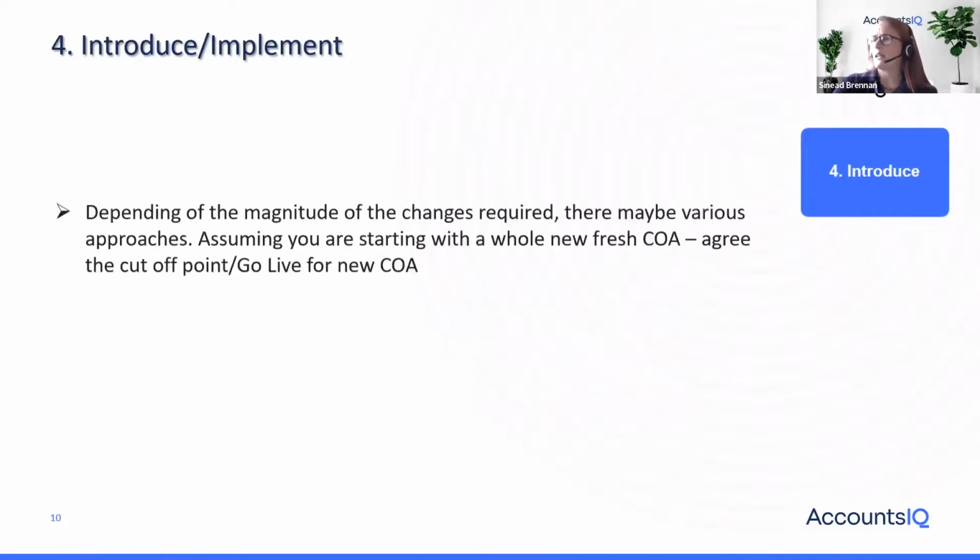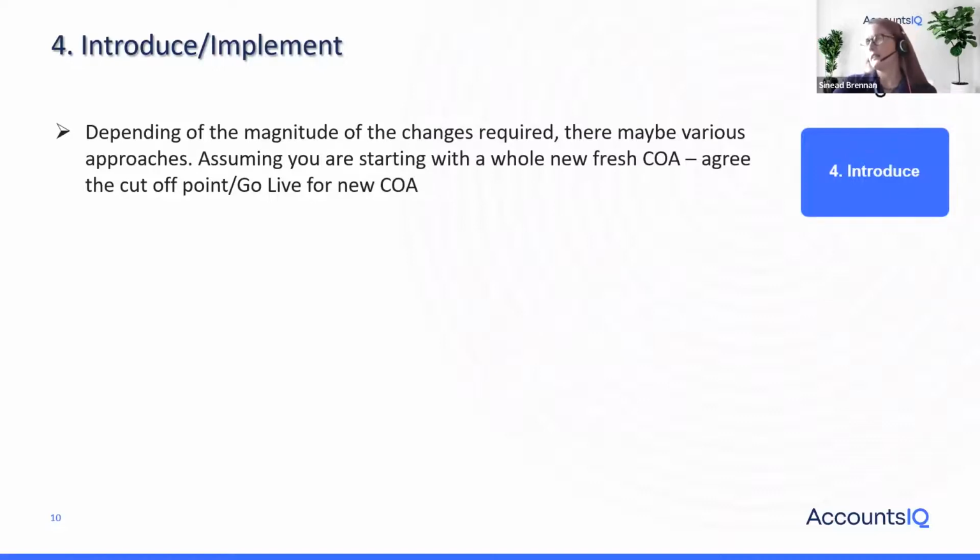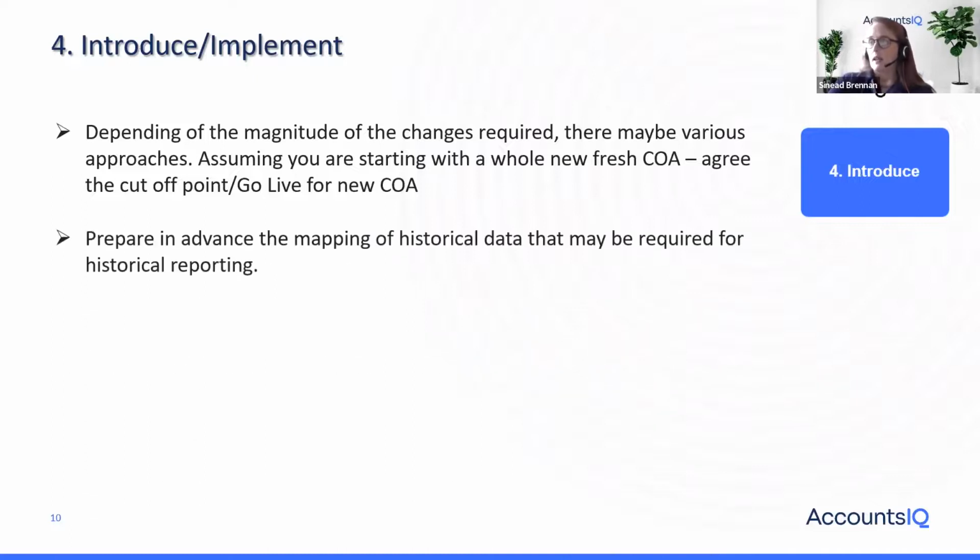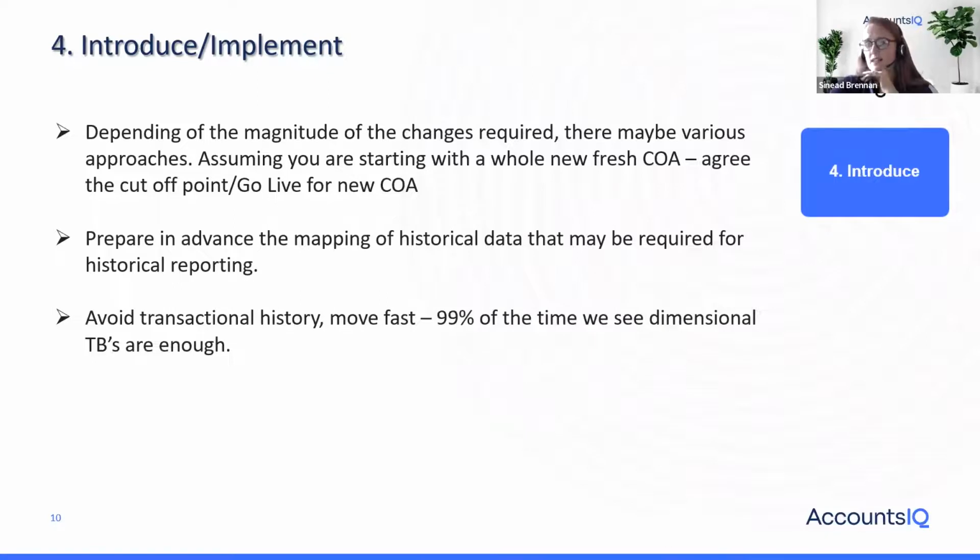Introduce and implement. Depending on the magnitude of the changes required, there may be various approaches. Like I said, people might have a chart of accounts where they just need to add a GL grouping for statutory reporting. Or if you're starting with a whole new chart of accounts, agree the cutoff point and the go-live for the new COA. Prepare in advance the mapping of historical data that may be required for historical reporting. You don't want to be doing that at go-live while you're also trying to train people or introduce a new chart of accounts.